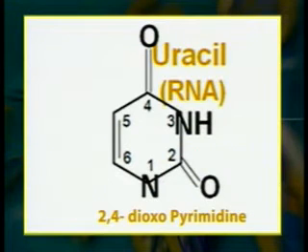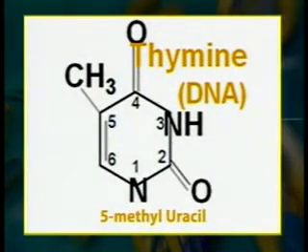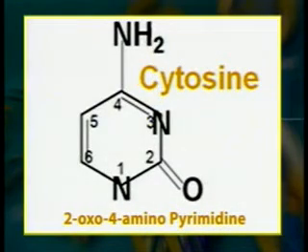In uracil, a keto group is present at the 2nd and 4th carbon. So, it is 2,4-dioxypyrimidine. The only difference between uracil and thymine is the presence of a methyl group substituted at position 5. Thus, thymine can also be called 5-methyl uracil. In cytosine, a keto group is present at the 2nd carbon and an amino group at the 4th carbon. So, it is 2-oxo-4-aminopyrimidine.